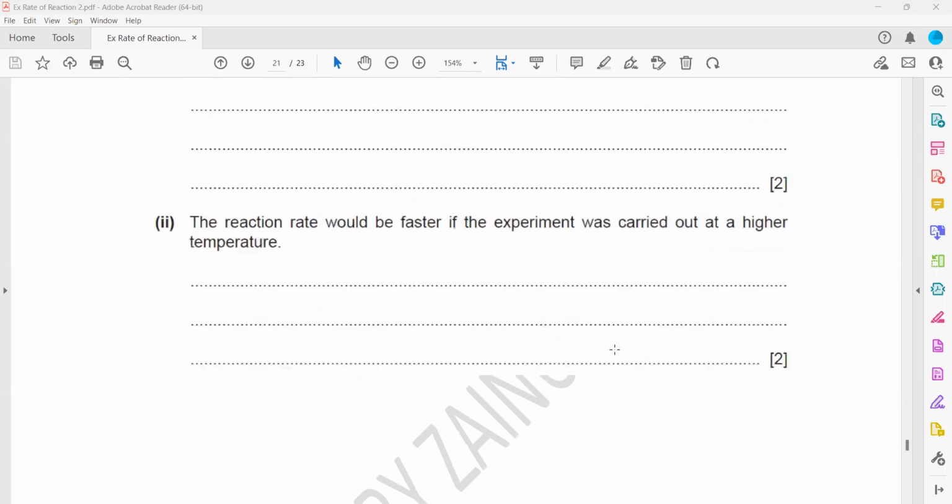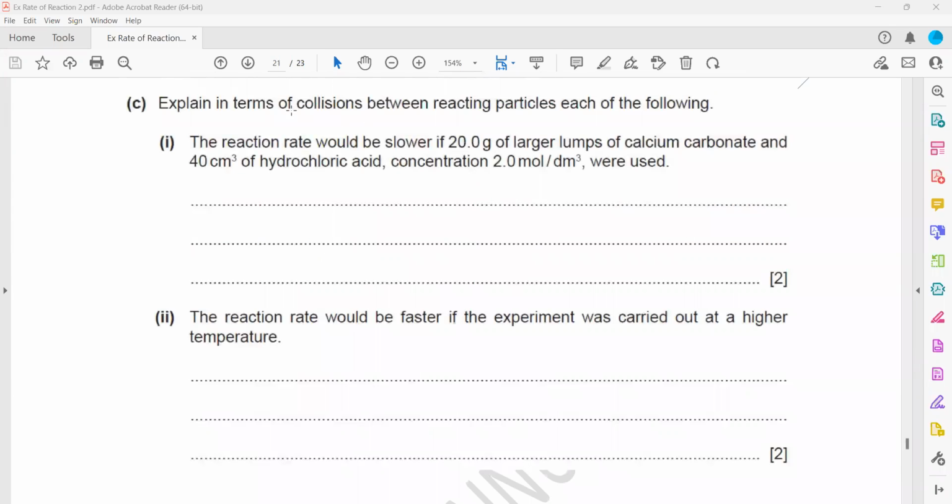Then the reaction would be faster if the experiment... Next is explain in terms of collision between the particles. The rate of a reaction would be slower if 20 gram of magnesium lumps are used. First we used a powder, but now we are using lumps. So what will be the effect of these lumps? It will have a small surface area, so less collision.